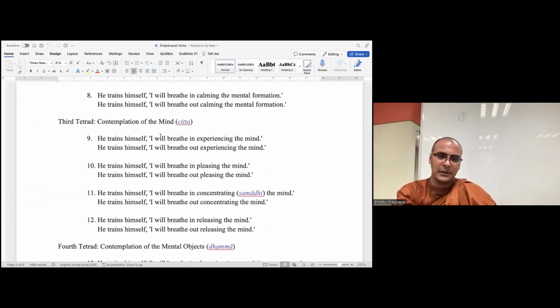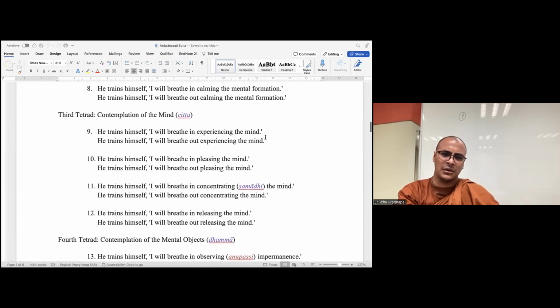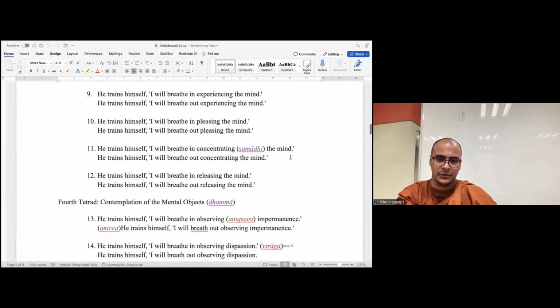So the third part is about the mental. Once he breathes in, breathes out, he trains himself: I will breathe, experiencing the mind. So what is meant here? What actually is the mind? What is going on in the mind? You don't have to think about the mind, but you just observe how the mental phenomena work. If a thought comes, you don't have to cling to it, you don't have to attach to it, you don't have to detach from it either. Just observe it. Such things are talked about here.